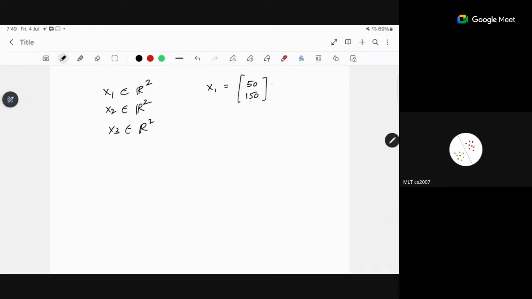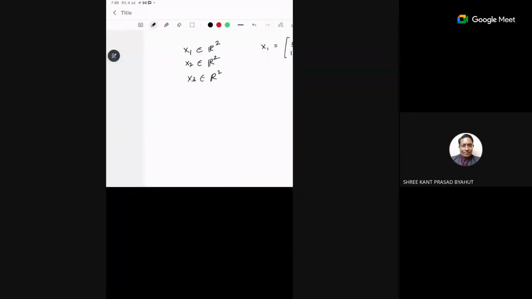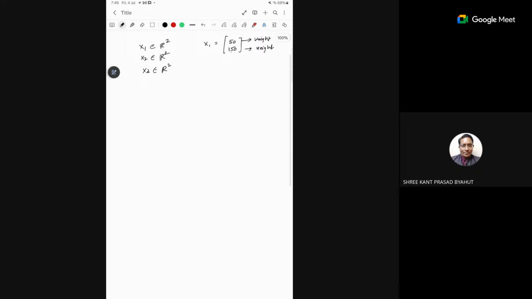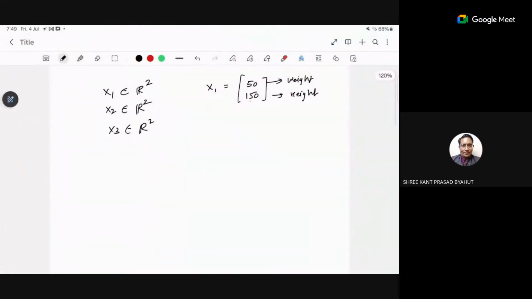So this is weight, this is height, for the first person. This is representing a point in two dimensions, right? Now x2 is, let's say, 60 and 160, and x3 is 70, 170. I'm just taking random numbers.